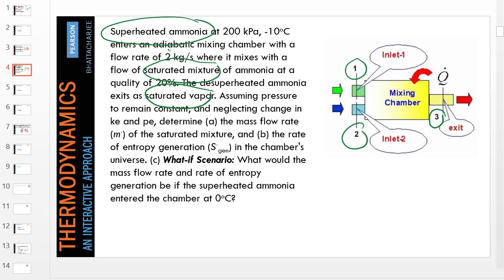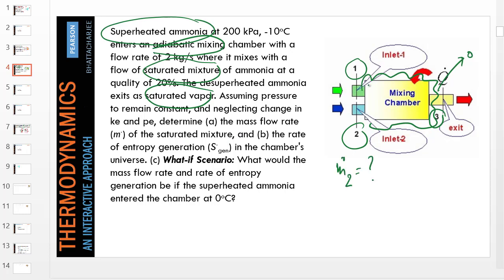It's an adiabatic mixing chamber, so we'll assume that there is no heat transfer, so Q dot goes to 0. Also, pressure doesn't change, so P1, P2, P3 are all going to be the same at 200 kPa. And we neglect Ke and Pe to determine the mass flow rate of the saturated mixture. So question is, what is m dot 2?